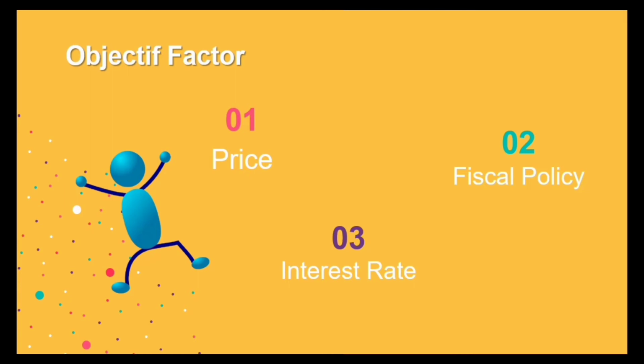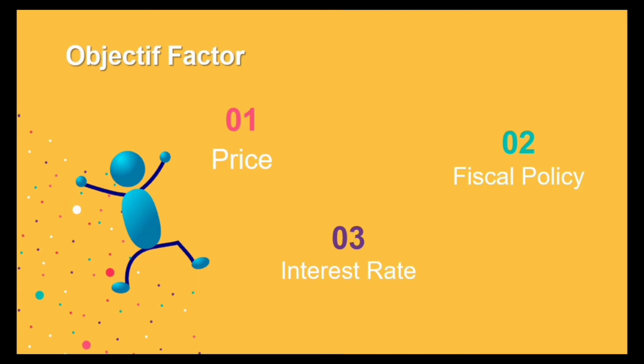The second is fiscal policy. The fiscal policy of the government relating to taxation, expenditure, and public debt will appreciably affect the propensity to consume. Heavy indirect taxes will leave little money with the people of low-income groups, and their consumption will get depressed.